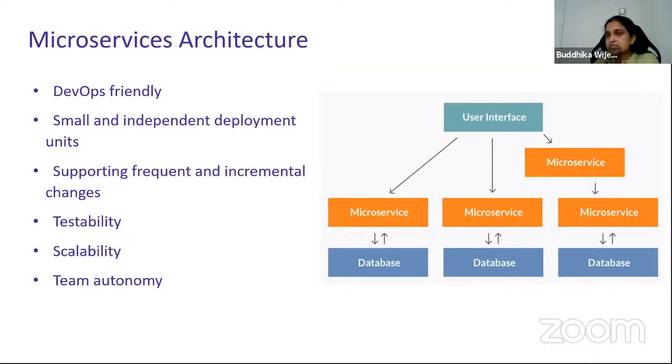And this architecture supports frequent and incremental changes, and we can easily adapt team autonomy. So that is how the architecture choice is impacting the DevOps adoption in our organizations. So it is important to take the necessary decisions for architecture if you want to adopt DevOps in an effective manner.